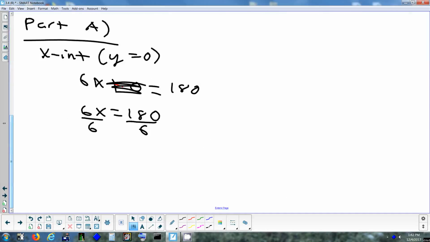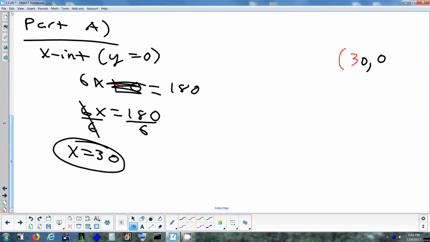Divide by 6. And then you get 30. X equals 30. Okay, so that's my x-intercept. So when I go to graph it, 30, comma 0. It's my x-intercept. Let's find the y-intercept.